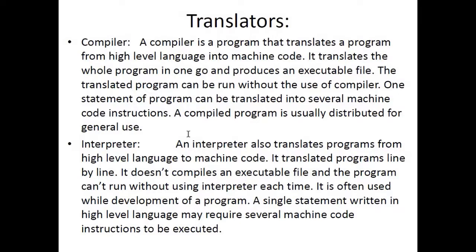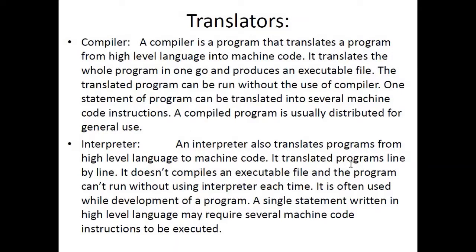Whereas a compiler just reads the whole program, and whenever it finds an error, it adds it to a list of errors and carries on with the translation. And at the end of the program, after reading the whole program, it displays the list of errors found to the programmer.